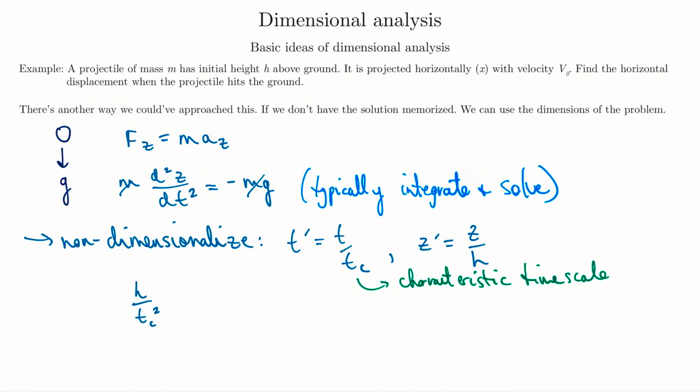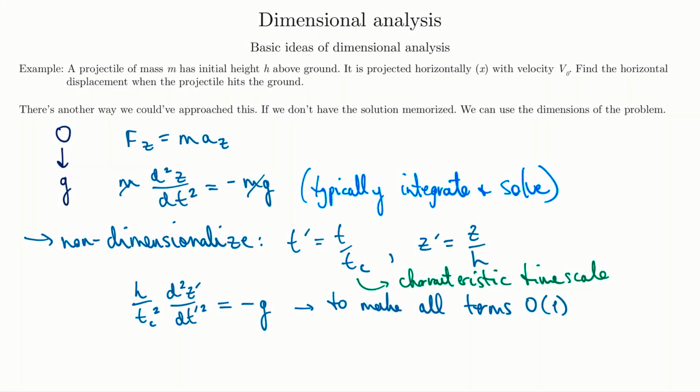So I sub all this in, following the basic format we did in the earlier section. And now we want to make all these terms roughly order 1 in this equation. So we can do that. We need to set our characteristic time, right? That makes this multiplier 1. So when we simplify this, t_c equals the root of h over g. So our characteristic time is approximately equal to the square root of h over g.